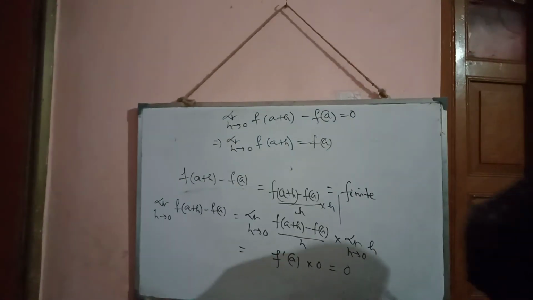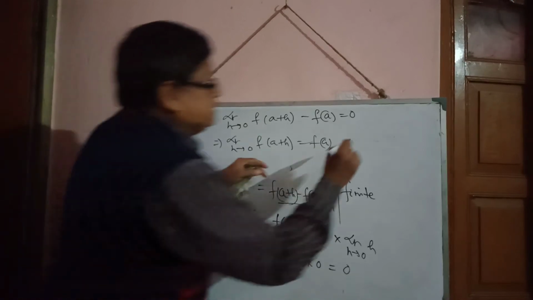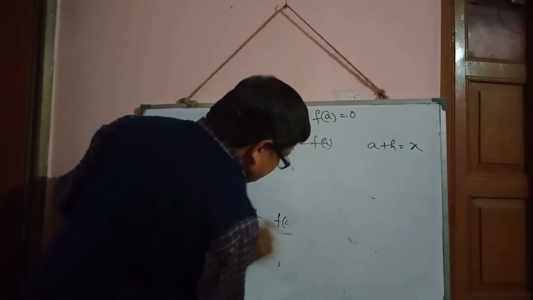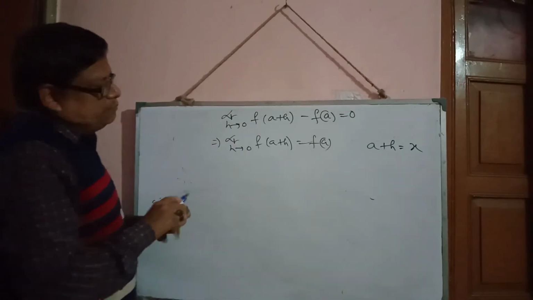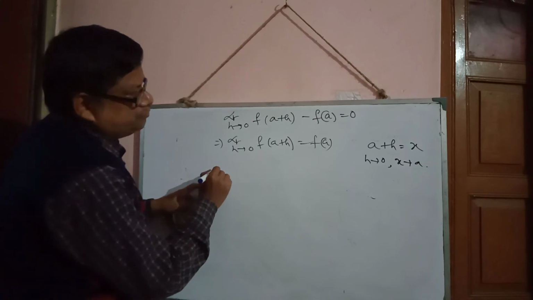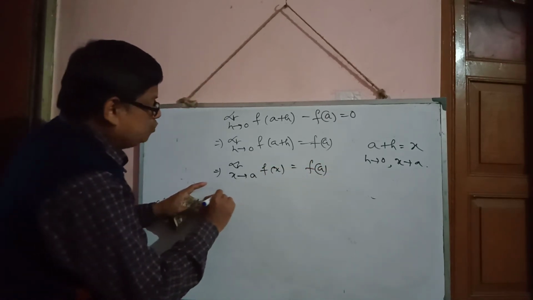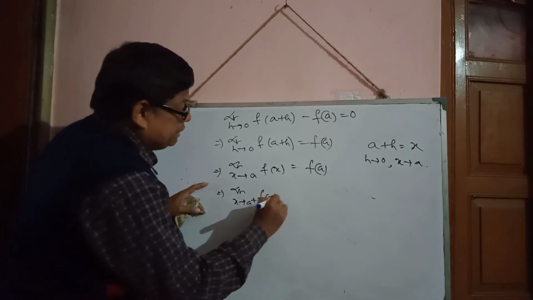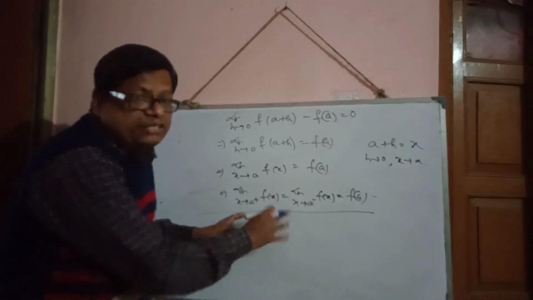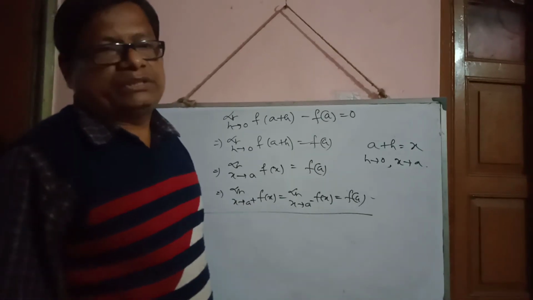Okay, now look at here. Now let a plus h equal to a constant x. If h tends to 0, then we can write x tends to a. So write limit x tends to a of f(x) equals f(a). So this can be written as limit x tends to a plus f(x) equals limit x tends to a minus f(x) equals f(a). What is the condition? So this is the condition, it's continuity. So a function which has a finite derivative at x equal to a, then we can say the function is continuous. Very important theory, keep in mind.